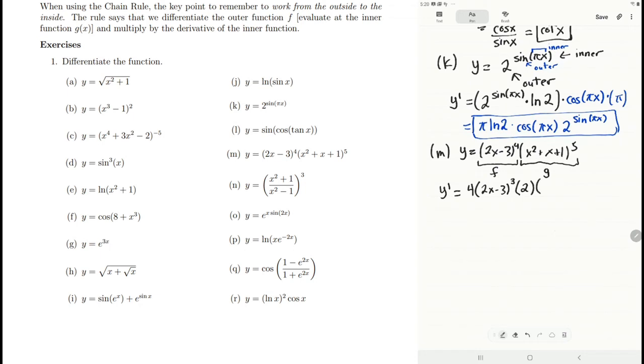We multiply this by g, which is x squared plus x plus 1 to the power of 5. And then we add this to f, which is 2x minus 3 to the power of 4. And then we differentiate g. So using another chain rule, we have 5 times x squared plus x plus 1 to the power of 4 multiplied by the derivative of the inner function. So the derivative of x squared plus x plus 1, which is 2x plus 1.